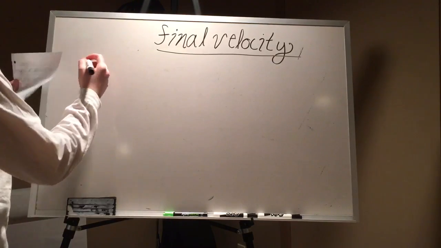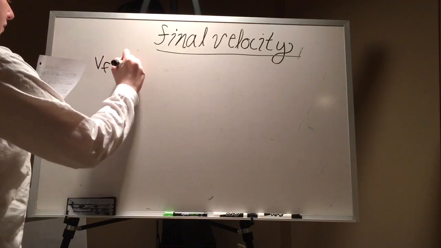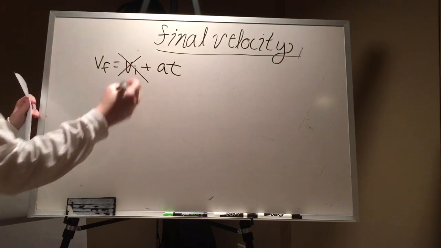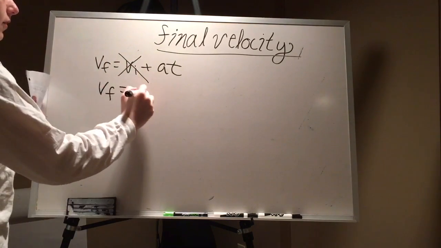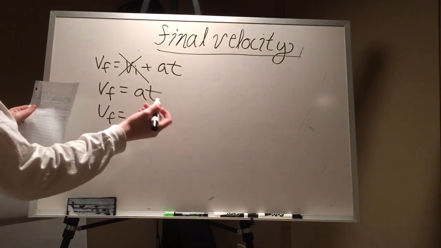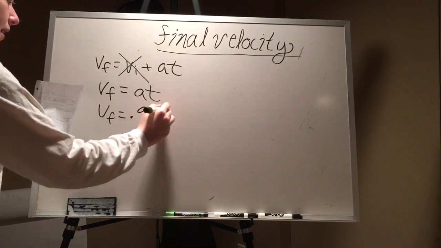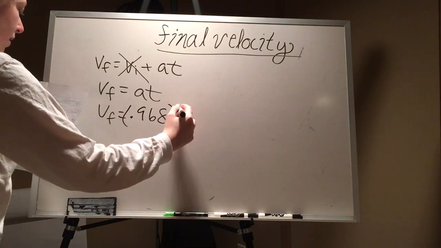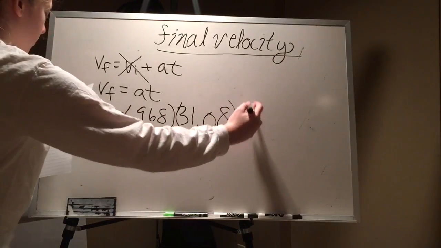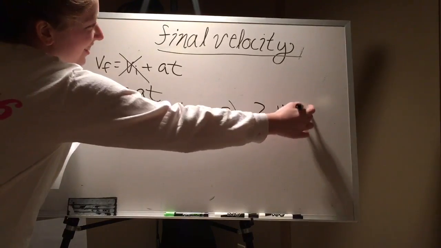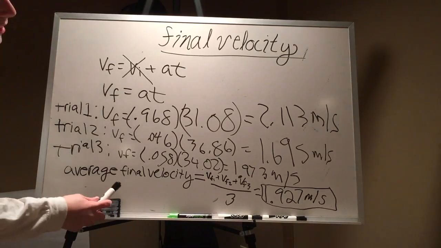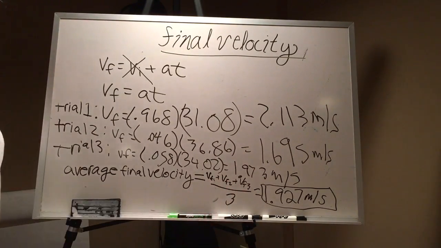To calculate final velocity, do VF equals VI plus AT. In our case, it started from rest, so VI equals 0, so we don't have to use that. So VF equals AT. For our first trial, acceleration was 0.968 times the time was 31.08 seconds, and you get 2.113 meters per second. The average final velocity of the 3 trials is 1.927 meters per second.